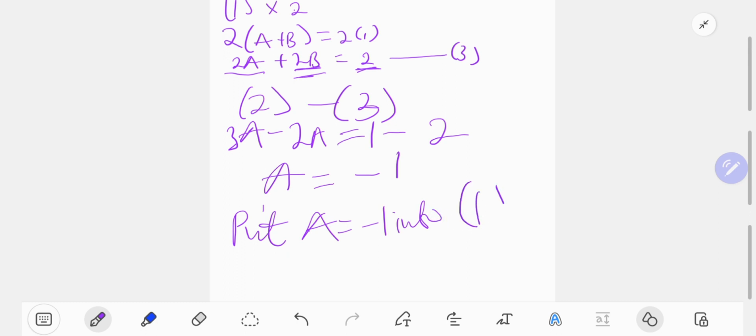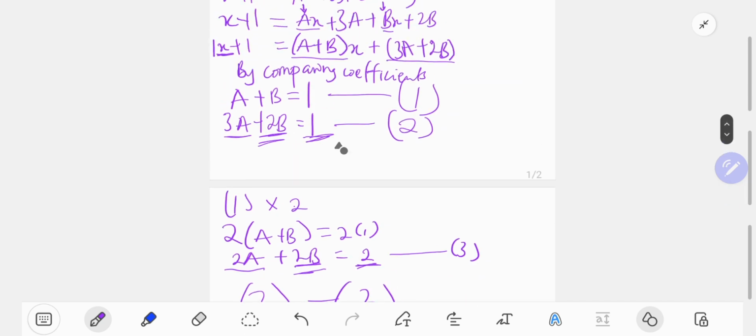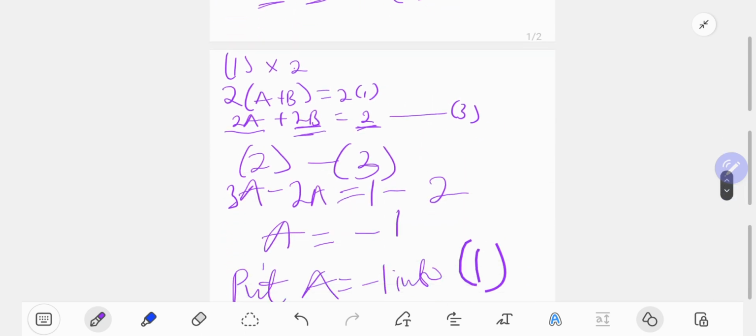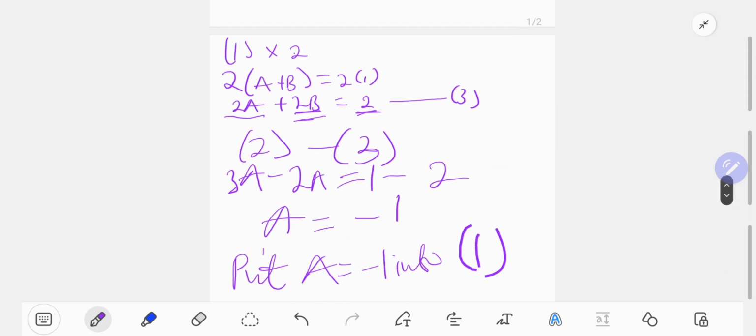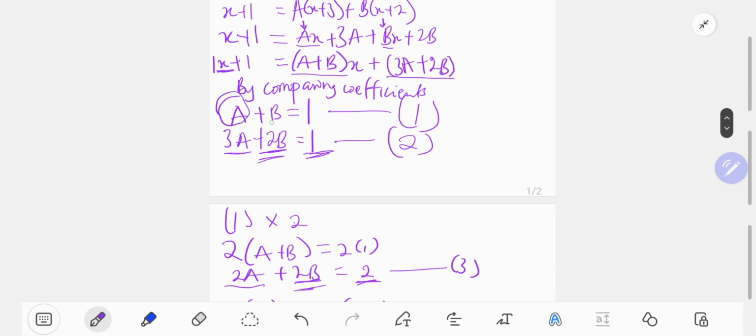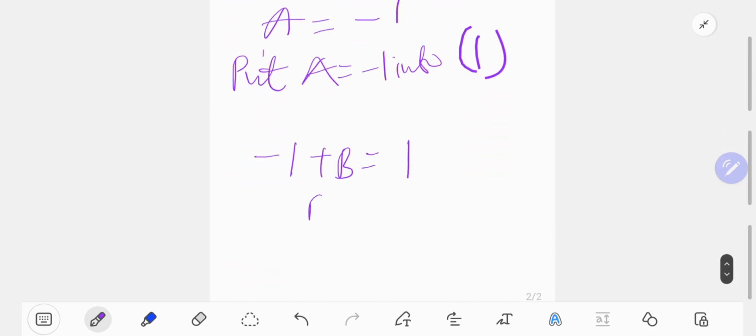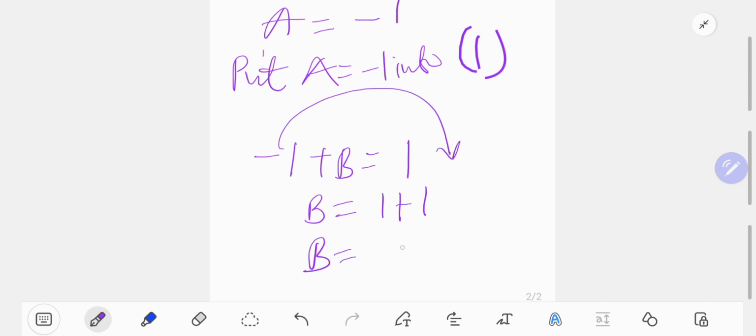So let's use equation 1. So what is equation 1? Equation 1 is over here, right? So by doing that, we are going to get negative 1, sorry guys. Alright, negative 1 plus b equals 1, right? So we just replace a with negative 1. Right, so we are going to get b equals 1, move this to the other side, 1 plus 1. b is going to give us 2. So we have values of a and then b.